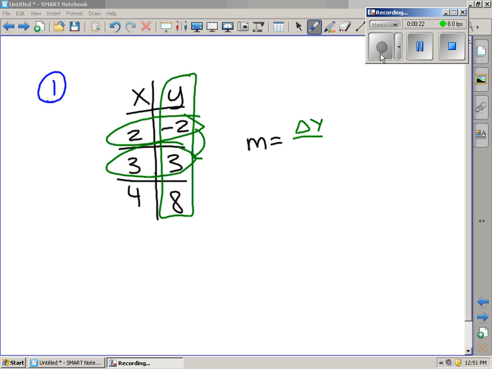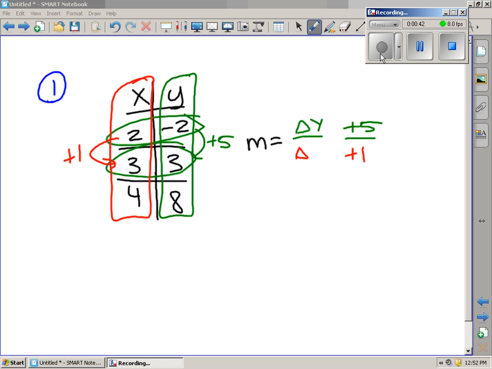The change in y from -2 to 3 is +5. We increased by 5. Now let's look at the changes in x, and we're only concerned right now with these first 2 points, (2, -2) and (3, 3). From the x value 2 to the x value 3, we increased by 1, so the change in x is 1. Slope is equal to change in y over change in x, so the slope is equal to 5.